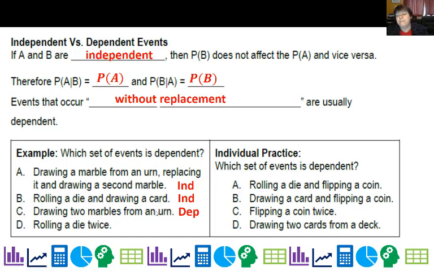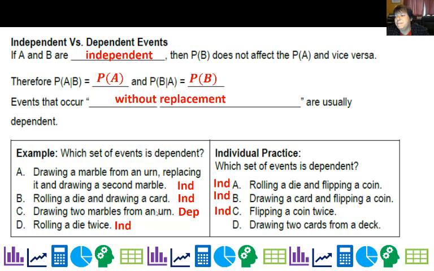your probability. Rolling a die twice is independent because it's not like suddenly you roll a 2 and 2 disappears off the die. It's still there. Rolling a die and flipping a coin, independent. Drawing a card and flipping a coin, also independent. Flipping a coin twice, it's not like heads is going to disappear because you flipped heads.